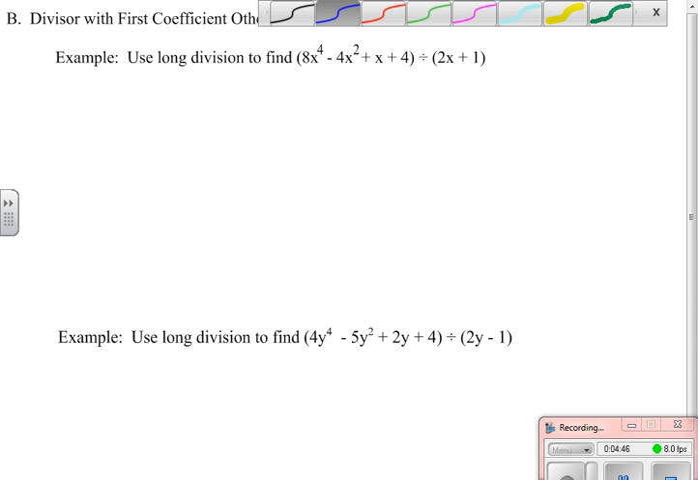Now, if my divisor is something other than a lead coefficient of 1, it is easiest to use long division.